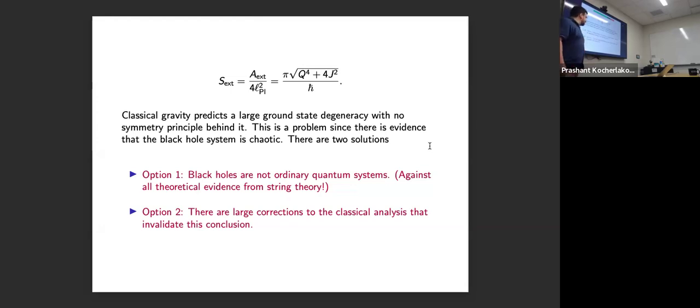So option two is that there are large corrections to the classical analysis that gives us this Bekenstein-Hawking entropy. But they don't shift the energies by a large amount. They just make small splittings. They shift the density. For example, if you compute the free energy, they have a large effect on the free energy, from which you can extract the entropy in your states.